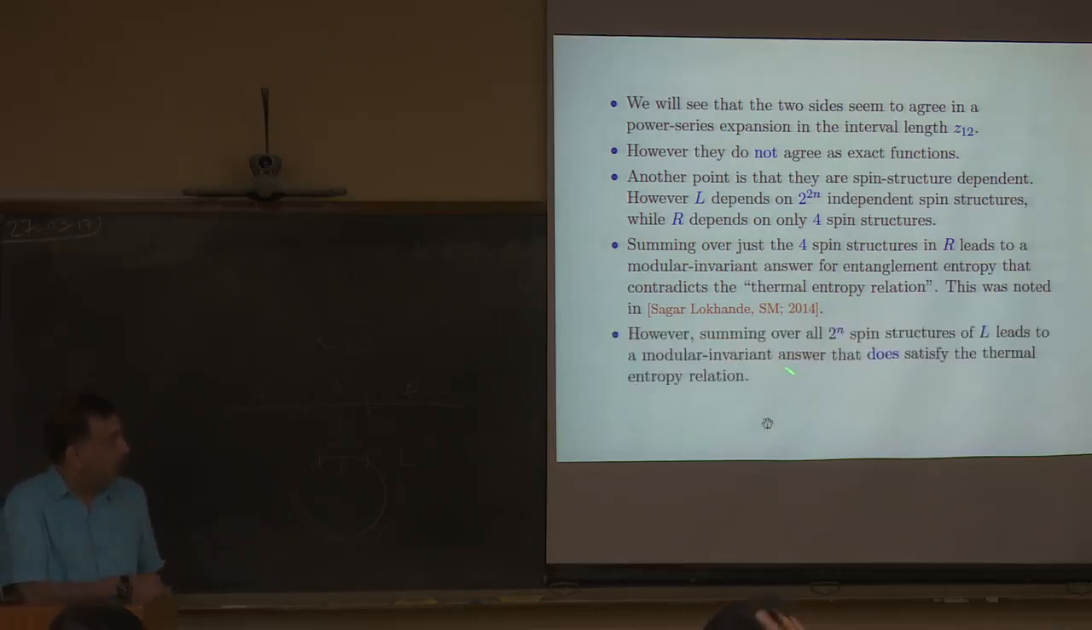However, as we'll see, summing over all, this should be 2 to the 2n spin structures of L, leads to an answer that does satisfy the thermal entropy relation. So here we have an interesting situation. It's not that L can be equal to R. L can be equal to R only for a few choices out of these 2 to the 2n spin structures, if at all it's equal. But if we really want to get the Renyi entropy in a modular invariant form, we need to sum over all independent spin structures in higher genus.